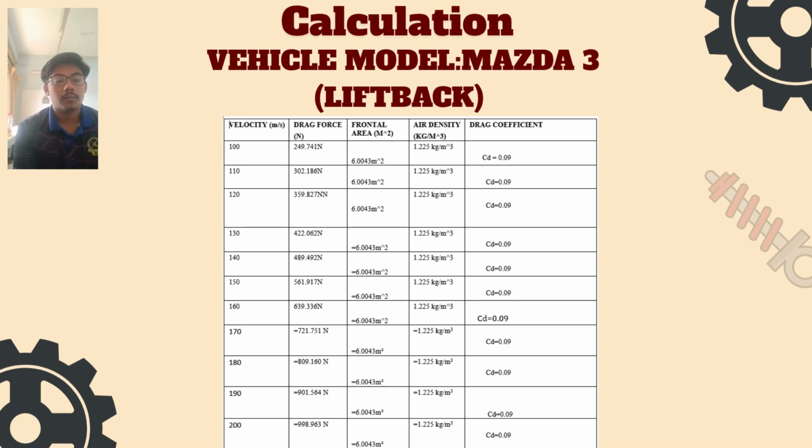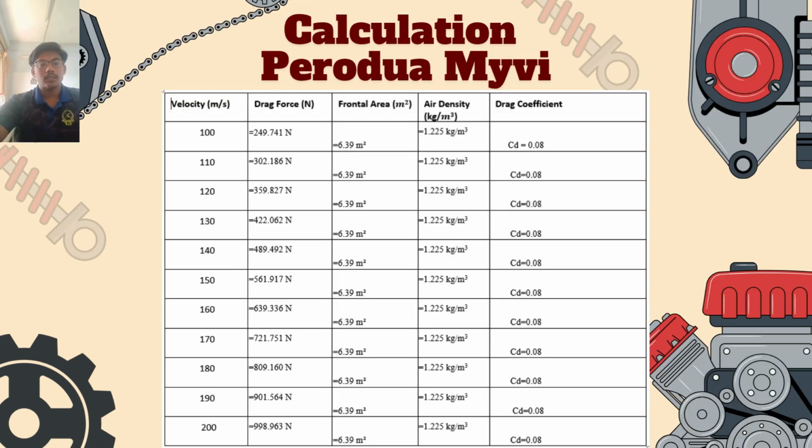As we see in this table, at different velocities we get different drag force. The frontal area is the same until velocity 200, and the air density and drag coefficient are also the same numbers from our calculation. So that is all. Now let me go through our calculation for the Perodua Myvi car.